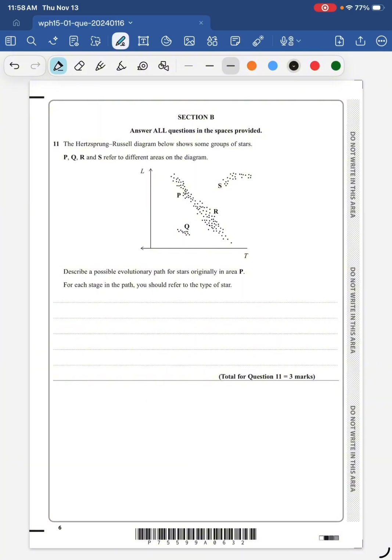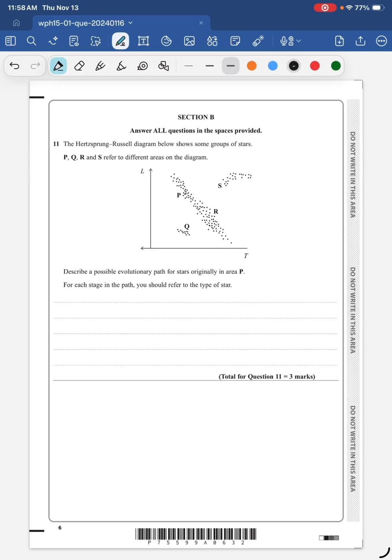So anyway, Section B, Question 11. The Hertzsprung-Russell diagram below shows some groups of stars. P, Q, R, and S refer to the different areas on the diagram. Okay. Describe a possible evolutionary path for stars originally in area P.